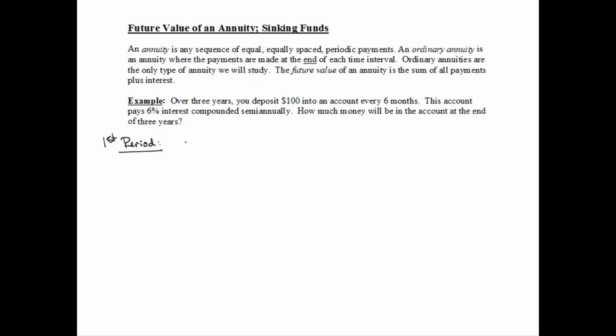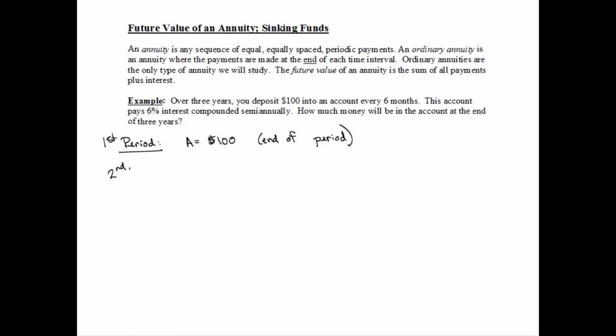Okay, so our amount will be $100, because nothing happens until the very end of the first compounding period. The payments occur at the end of the period. So we are going to consider that the account is sitting empty for one compounding period.